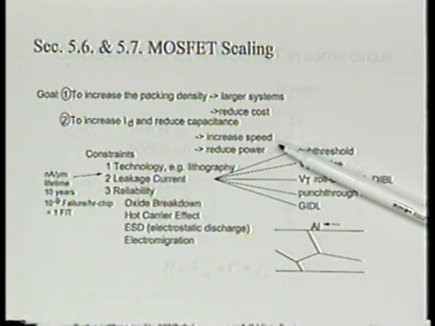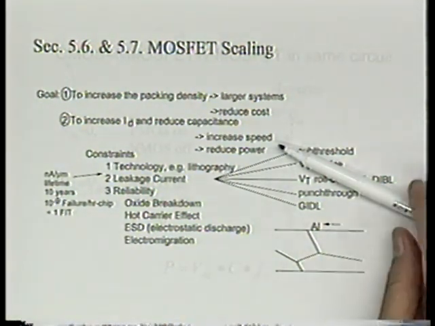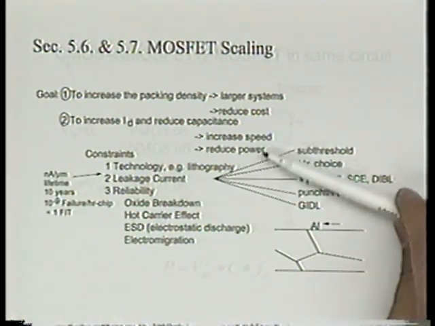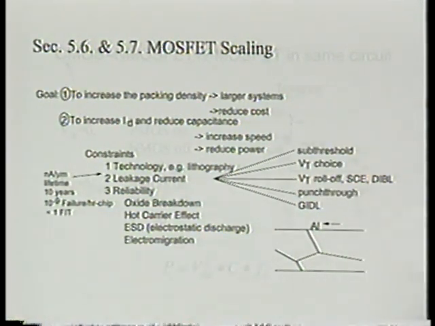If you use larger transistors, the chip is larger, and the interconnect will have to be longer. So that's clear. So you can get larger speed and you can reduce power, because power is proportional to capacitance. I think you have that concept, right? So that's the goal for device scaling.